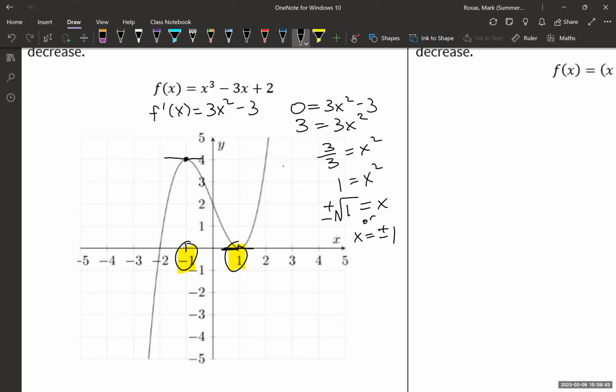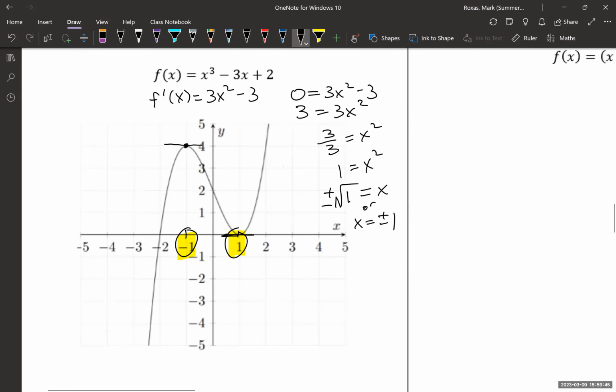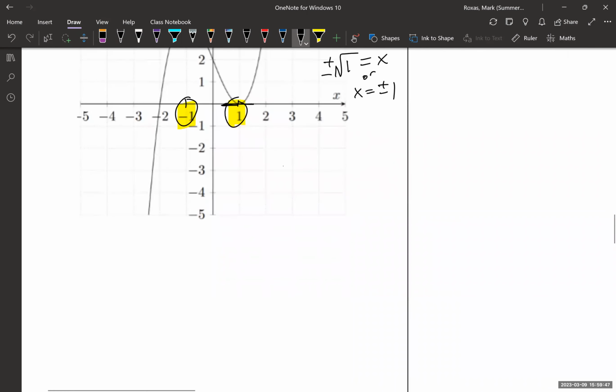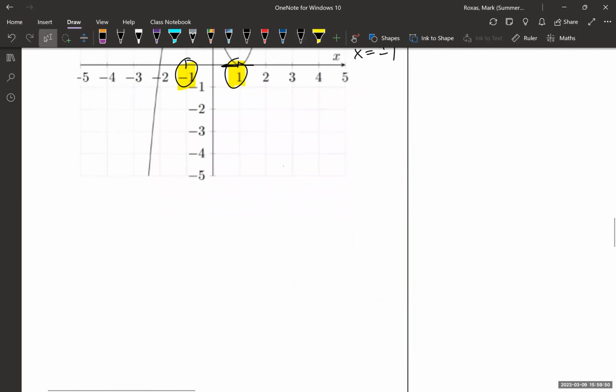Now, the remaining procedure for the rest of the solution would be to do something like this. I'm going to say here, x equals 1 and negative 1 are critical points.